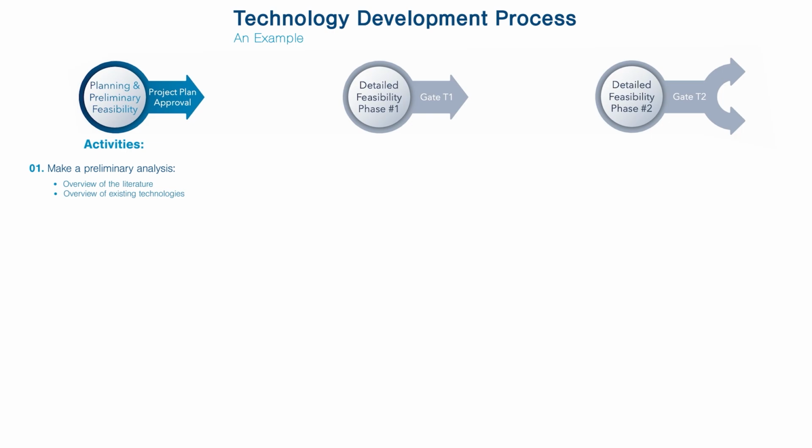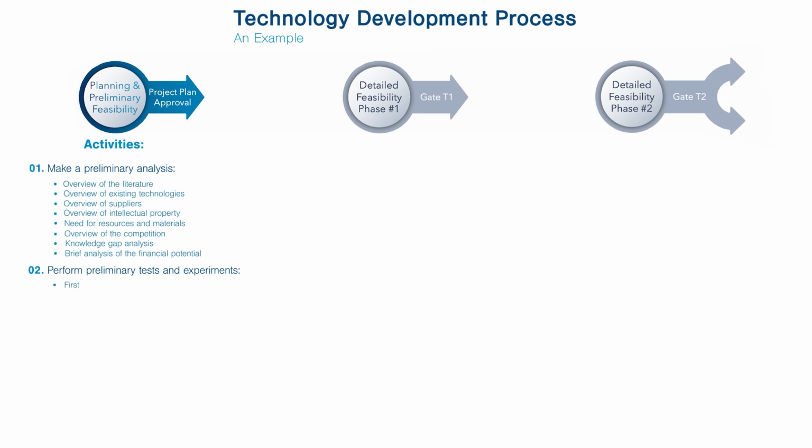a summary of the relevant ones, an overview of potential suppliers and their credentials, an overview of the intellectual property and the identification of those that are relevant, an evaluation of the resources and materials needs, an overview of the competitive landscape and an understanding of its offerings, the identification of the knowledge gap analysis, and a preliminary assessment of the financial potential.